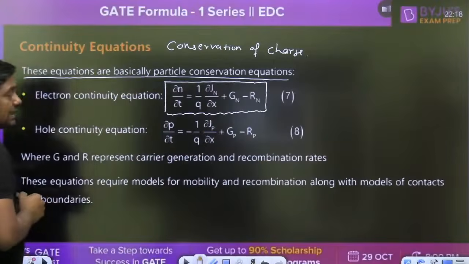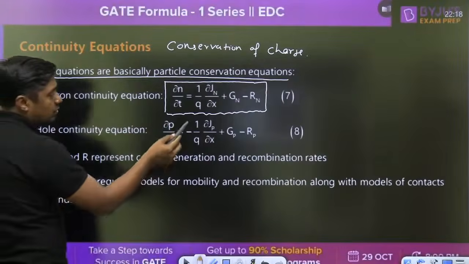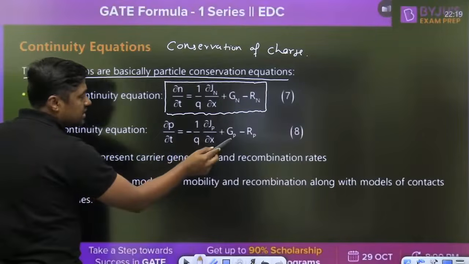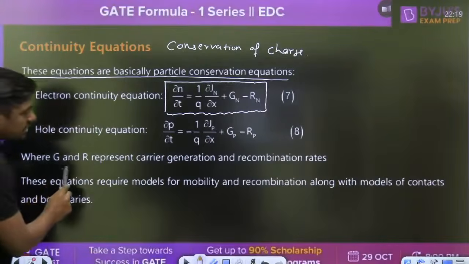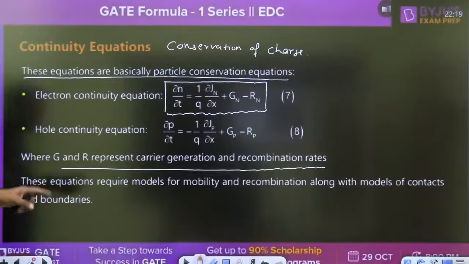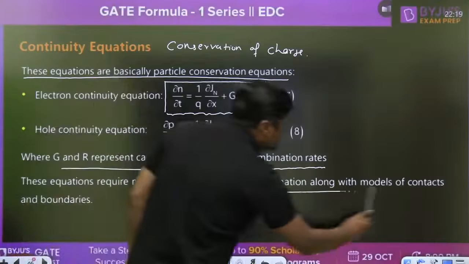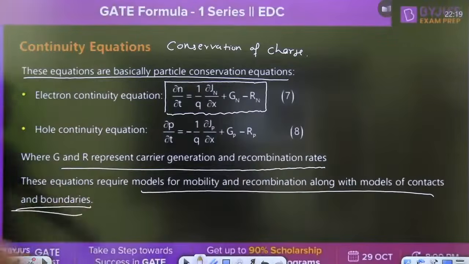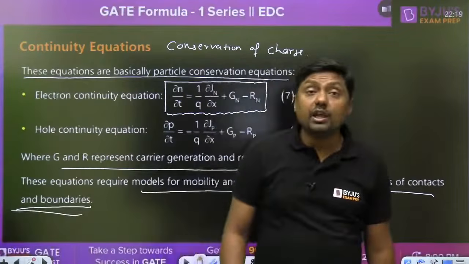Continuity equation. Second, similarly for hole continuity equation, dp by dt is equal to minus 1 by q djp by dx plus generation rate minus recombination rate, where G and R represent the carrier generation and recombination rates. These equations require models for mobility and recombination along with models of contact and boundaries. That is a very, very important formula from the continuity equation.